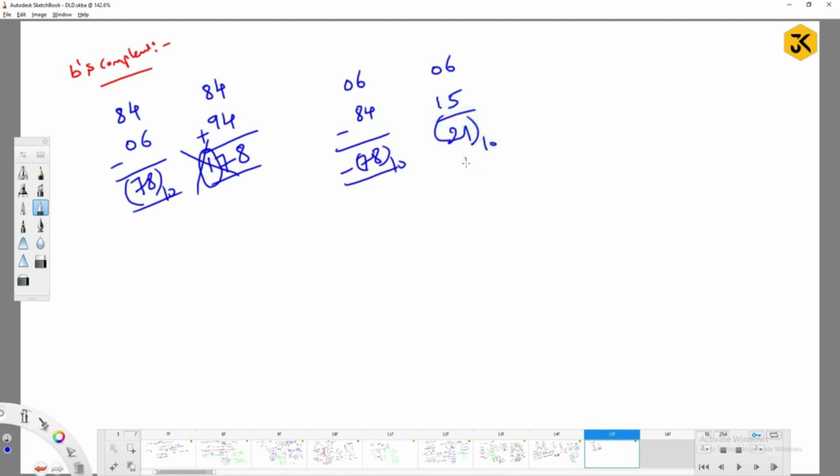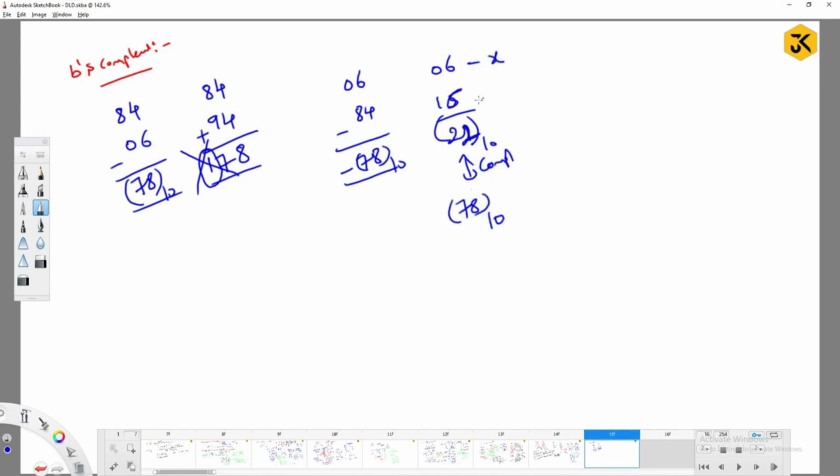So again you have to take its complement. The 10's complement of 84 is 16, since the 9's complement is 15. 16 plus 6 is 22. 22 is exactly the complement of 78, right? So here you have to perform the complement. If you take the complement, you get 78 in base 10.